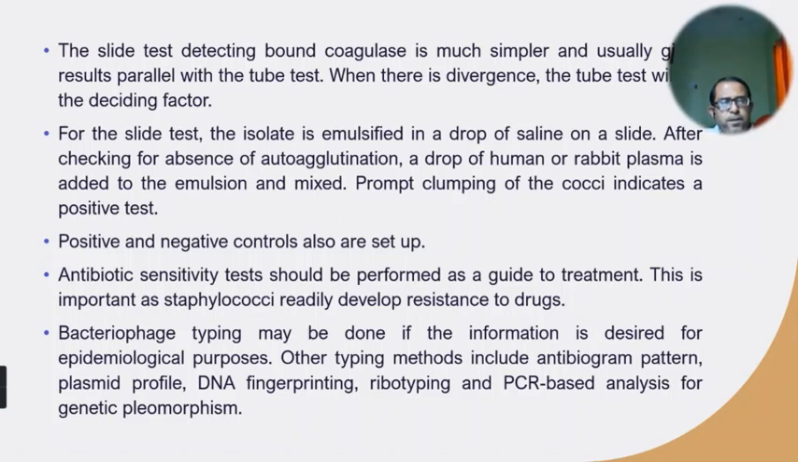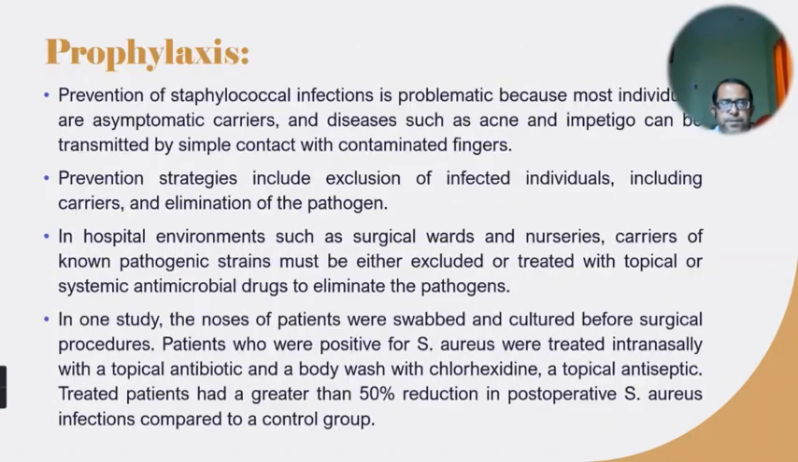And this is also helpful because it also helps us in the treatment. Bacteriophage typing may be done if the information is desired for epidemiological purposes. Other typing methods include antibiogram pattern, plasmid profile, DNA fingerprinting, ribotyping, and PCR-based analysis for genome polymorphism. These are the other methods that can be utilized for diagnostic purposes.